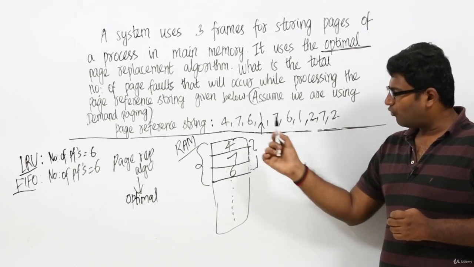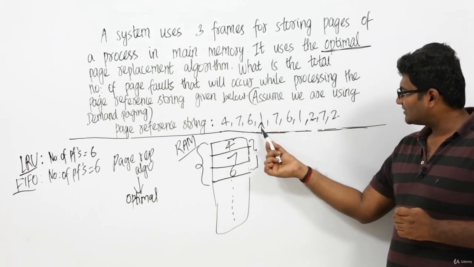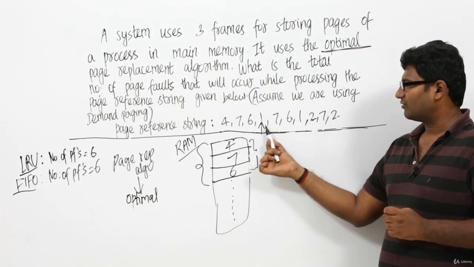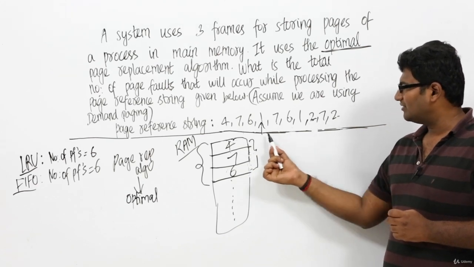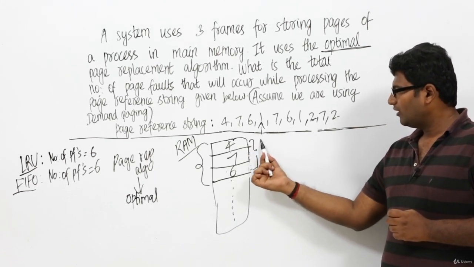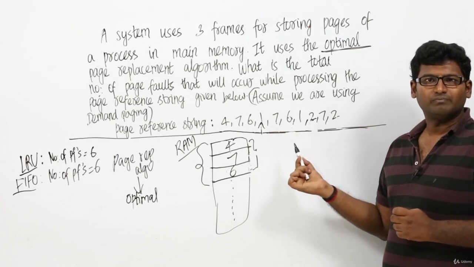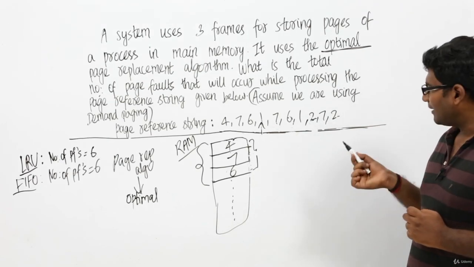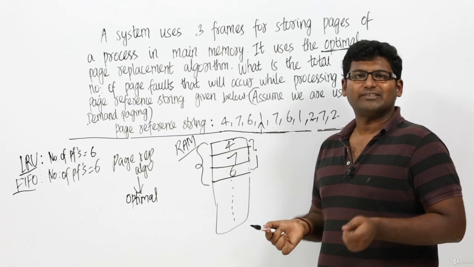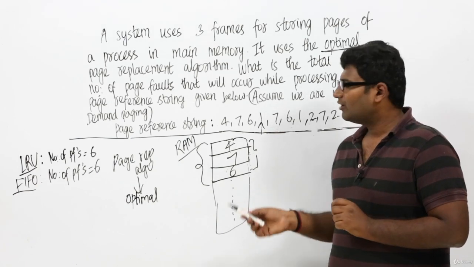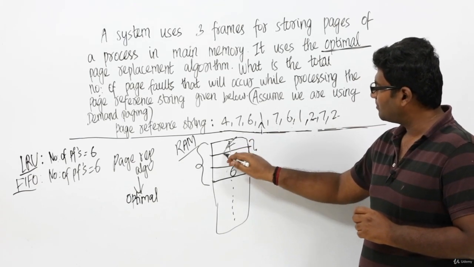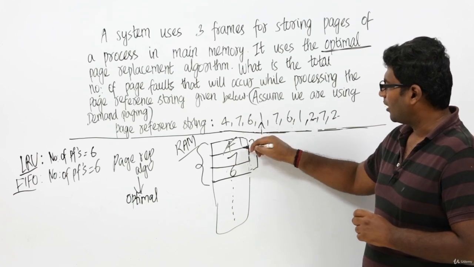Now page number 4 is the page which has not been referred in the near future. Page numbers 7 and 6 are referred in the near future, so they should not be touched. Page number 4 is the one which has not been referred in the near future, so we need to replace page number 4 with page number 1.